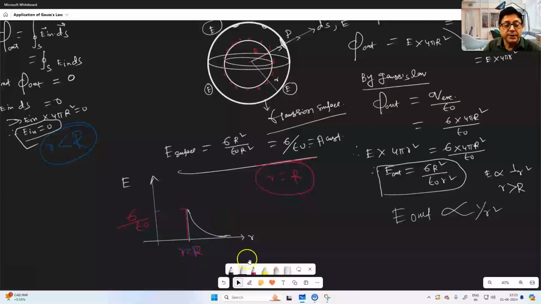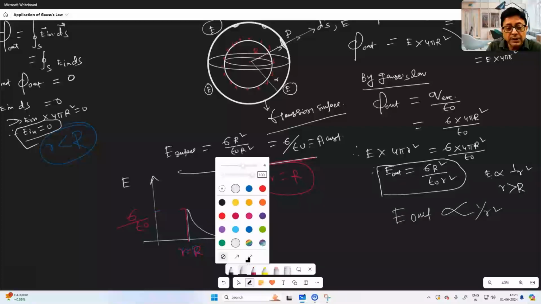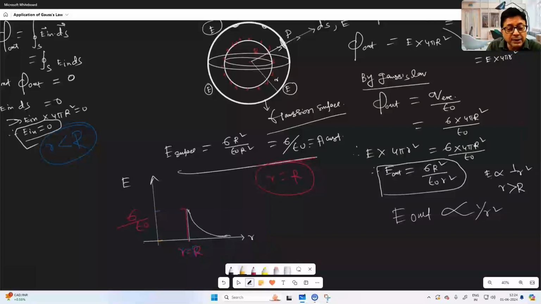Like this. So up to r equal to R, E equal to 0 here. From 0 to R, E is 0. At this point, E equal to sigma by epsilon 0. And then E is sigma R square by epsilon 0 r square. It falls rapidly. That's why it is falling like this. You want to see the graph? It's falling like this. Clear? So the electric field due to a charged spherical shell is done.